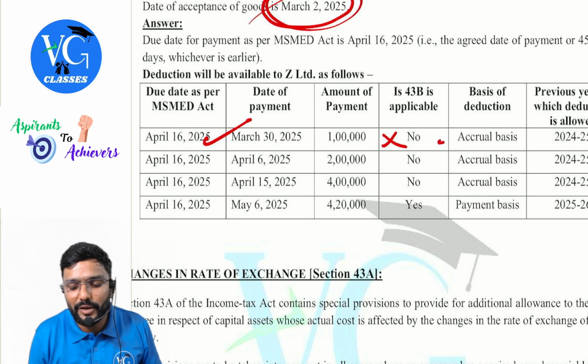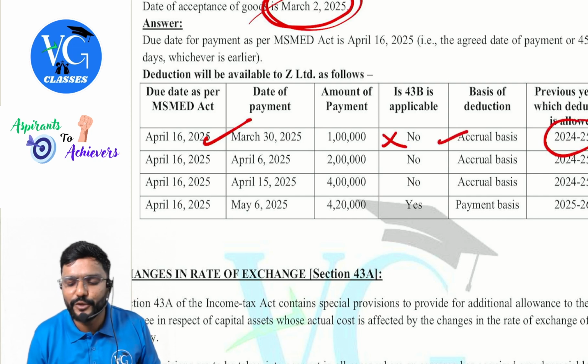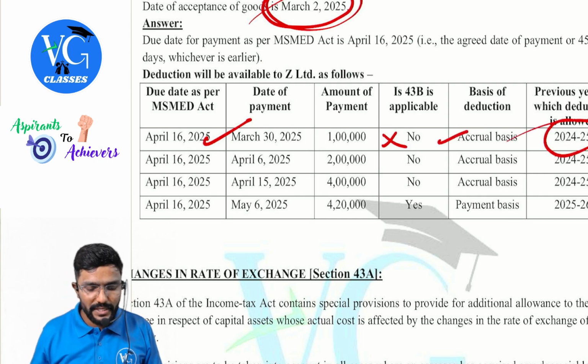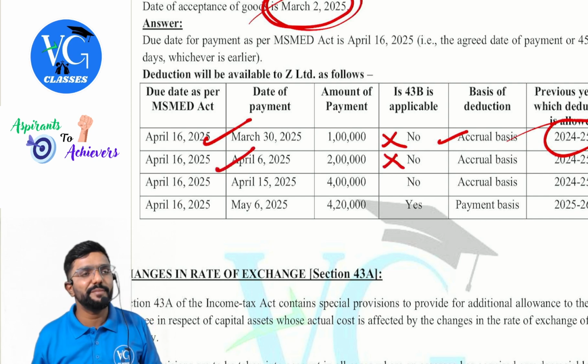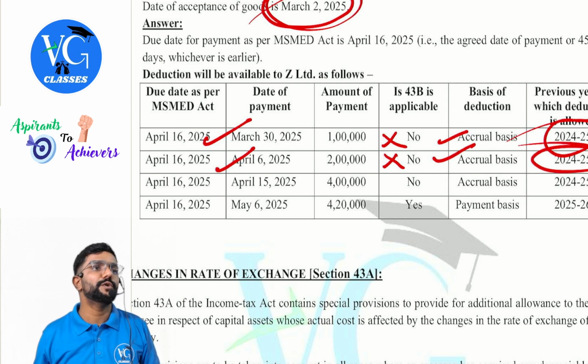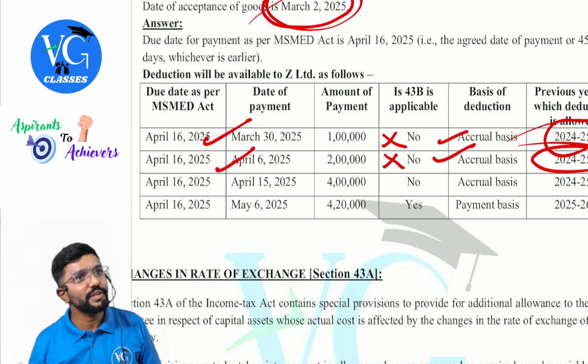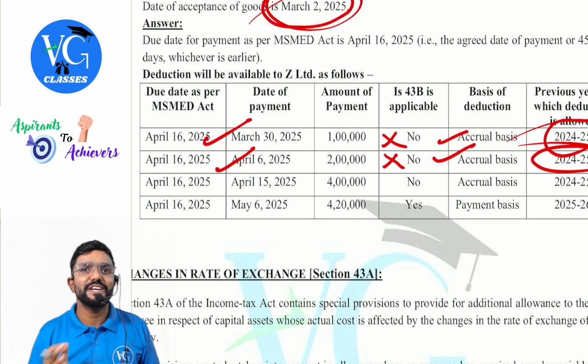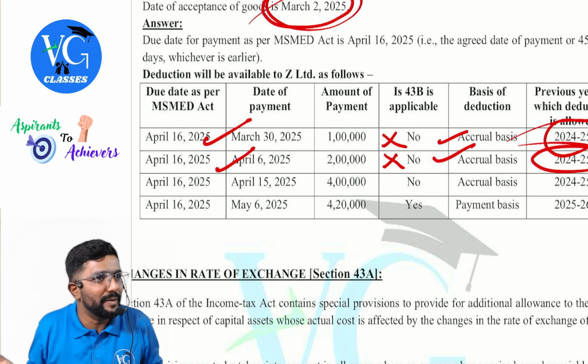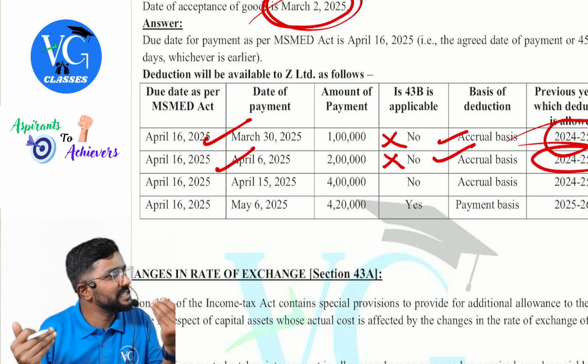So can I claim it on accrual basis? Yes. Which year? 24-25 only. Next, payment is made on April 6th within the due date. So that means 43B is not applicable. So I can claim it on accrual basis. For which year? 24-25. Sir, you paid next year. No, sir, no problem. It is paid within the due date. When it is paid within due date, 43B is not applicable. So can I claim it on accrual basis?